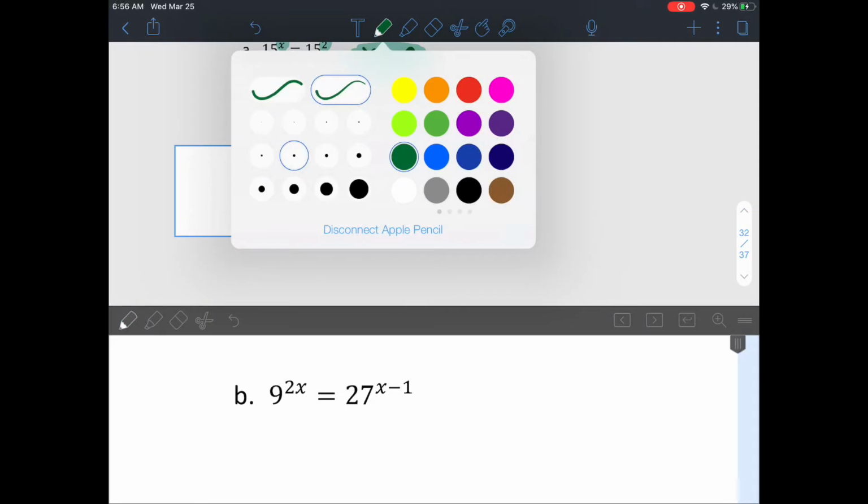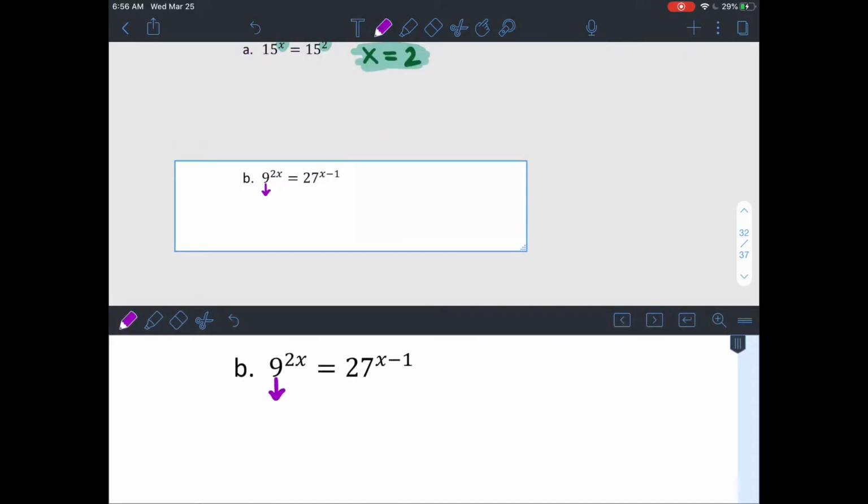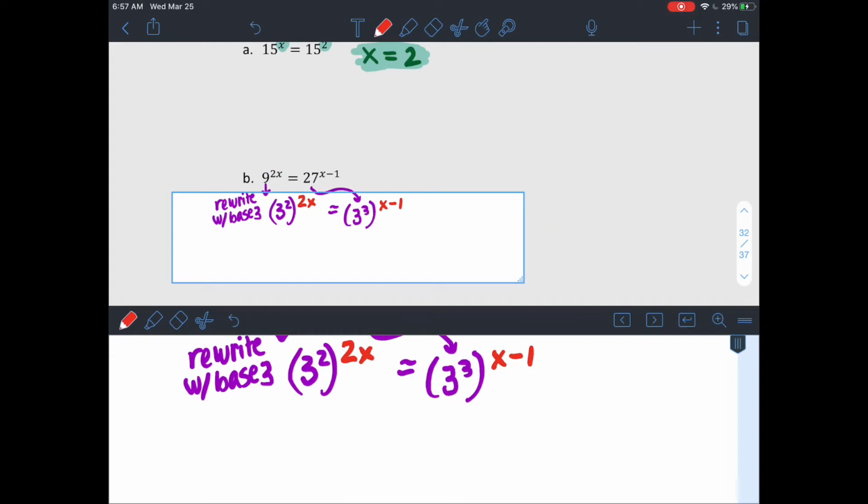This one has different bases, so think about 9 is a power of what number, 27 is a power of what number. I need to rewrite these using the same base, which I could do 9 as 3 squared, because that's still equal to 9, and I could rewrite 27 as 3 to the 3rd, also still equals 27. Then I have my exponents of 2x and x minus 1 on those. So rewrite them with the same base, and then use your exponent properties.